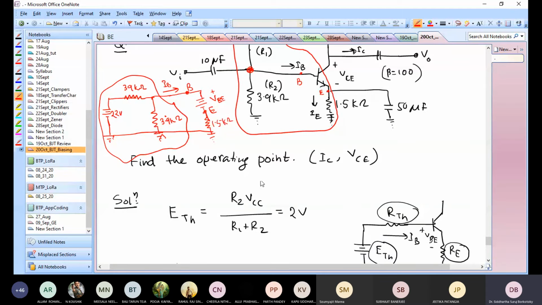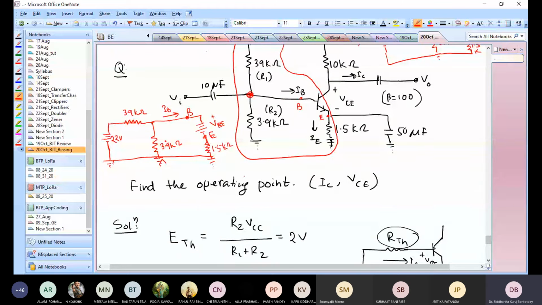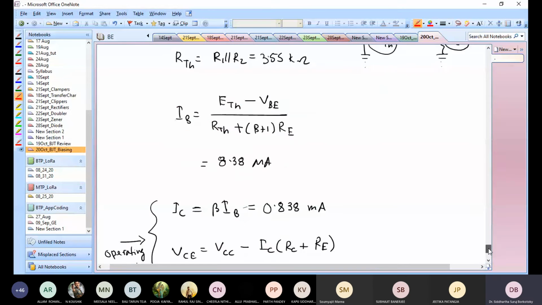So that Thevenin equivalent, if I draw, it will look like this. I'll have a Thevenin voltage, a Thevenin resistance, and then there will be a base current flowing into the base. So it's exactly what we have just seen. This circuit right here is this. I will just draw a Thevenin equivalent.